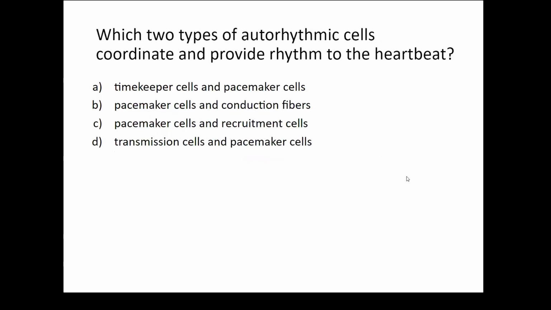Okay. And I'll finish up with these polling questions. Why not? Okay.